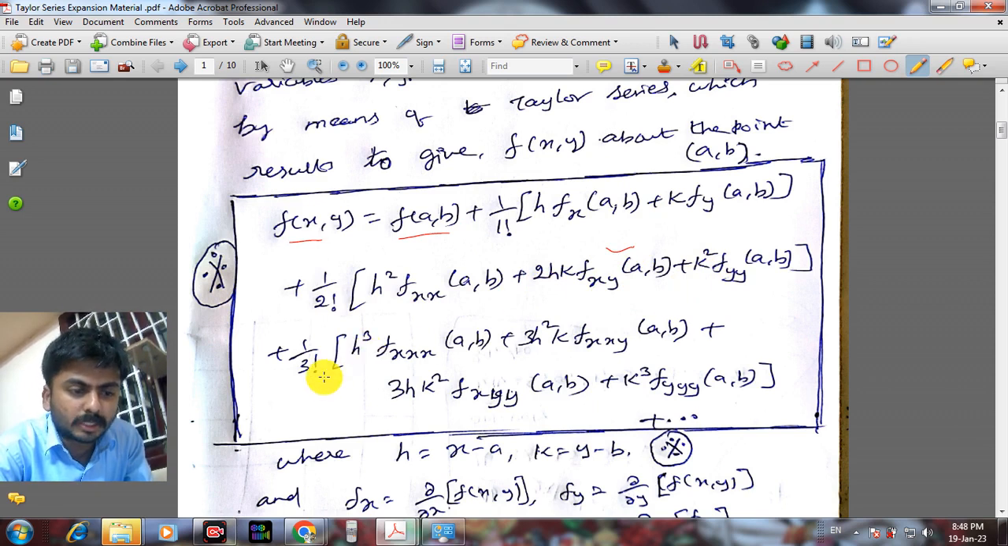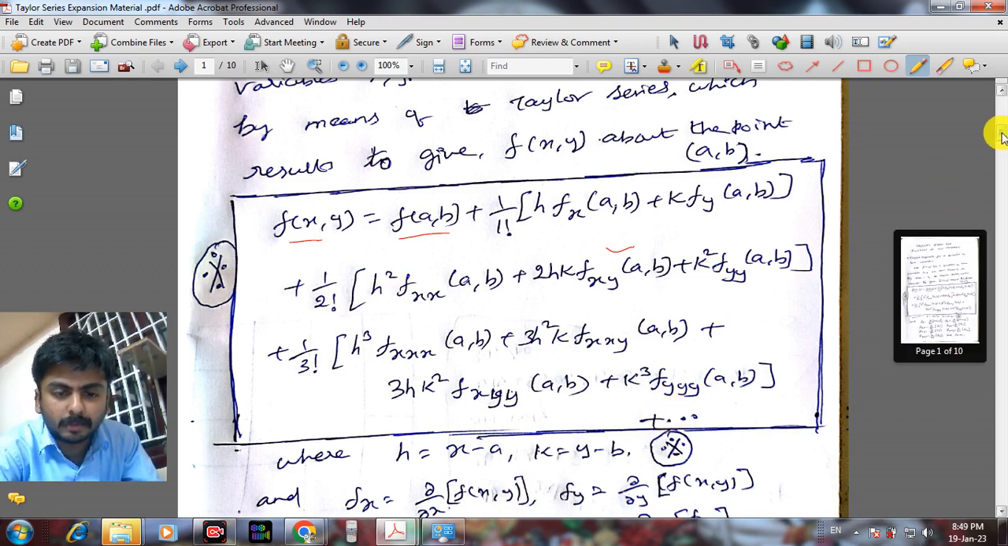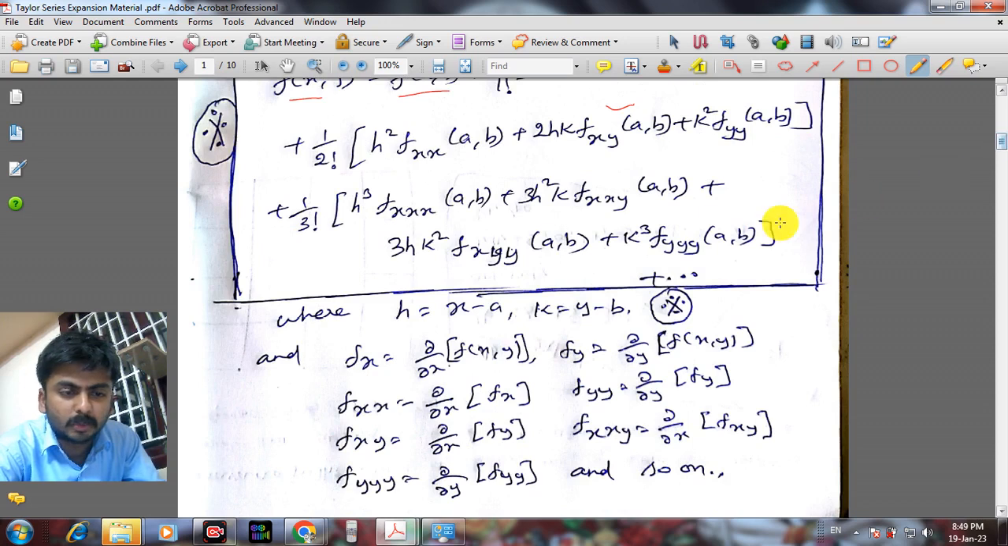plus 1 by 3 factorial [h cube fxxx a comma b plus 3h square k fxxy a comma b plus 3hk square fxyy a comma b plus k cube fyyy a comma b] plus etc. Where h equal to x minus a and k equal to y minus b, and also we know what is fx, what is fxx, and so on.